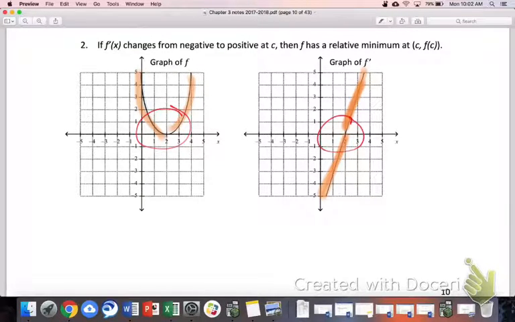And you can see that that same pattern occurs over there on the f prime graph. You can see that at 2, f prime of 2 is 0, and f prime goes from negative to positive. You can see that on both graphs.